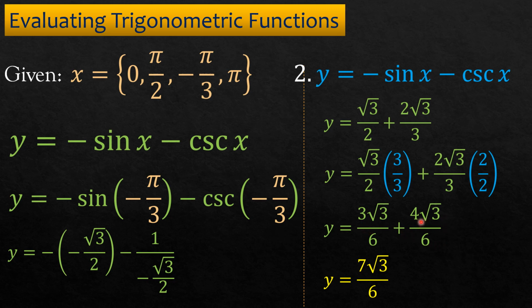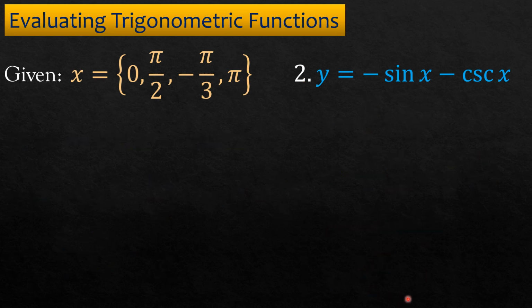3 plus 4 is 7. Then just copy square root of 3. So we have 7 square root of 3 over 6. You will not cancel out, no? Or get the lowest term of 3 over 6 because you're going back to what we originally have. So we want to have a single number, that's why we did the entire operation here. The final answer is 7 square root of 3 over 6.